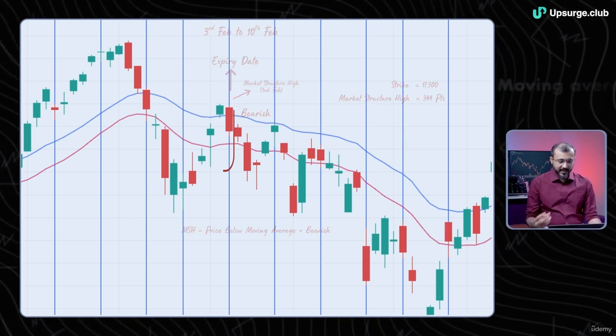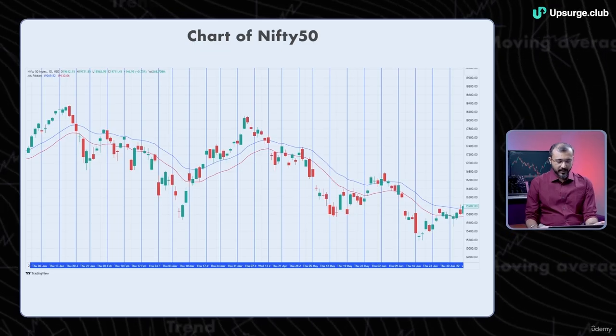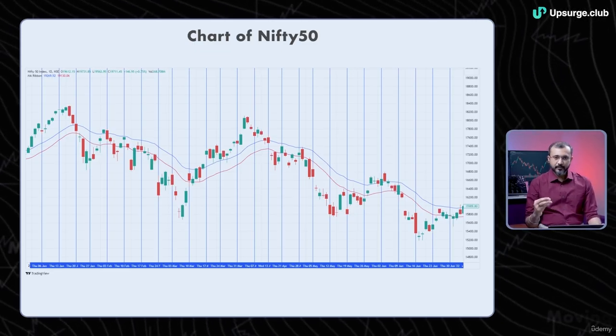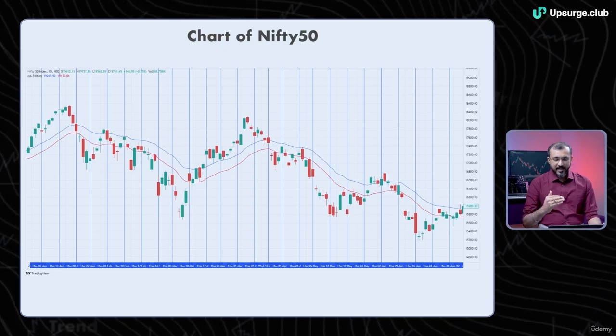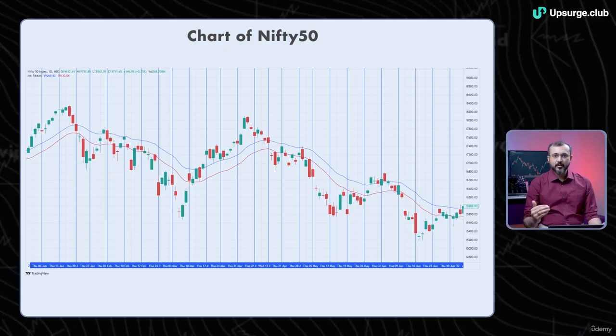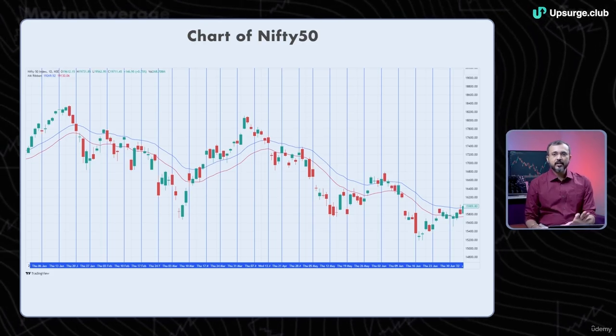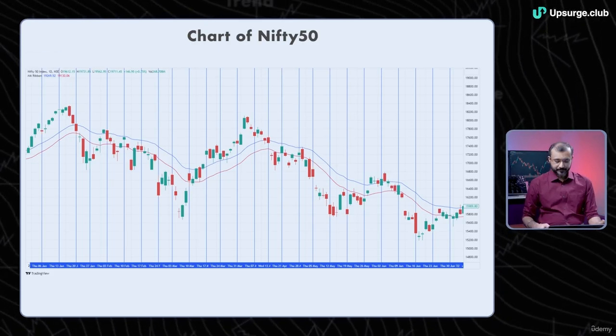A market structure high got formed. We short there and we keep on holding the position till the time price is trading below the moving average. Somewhere between 90 to 100, the price has crossed the moving average. It has come above the moving average. So that's the point where we exit the position. We are able to capture somewhere around 200 points.